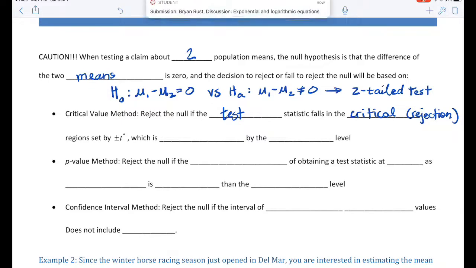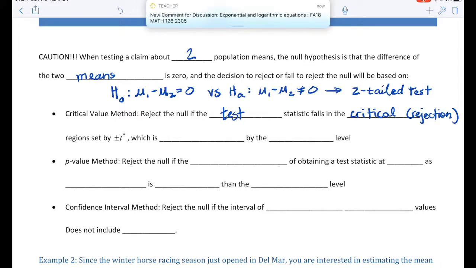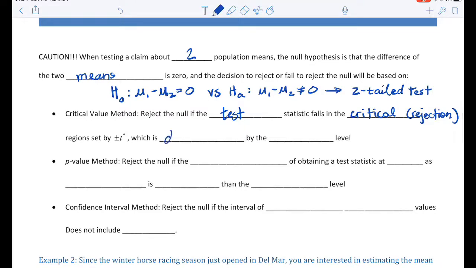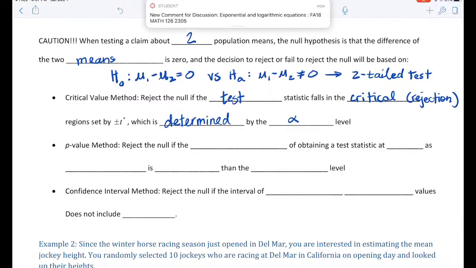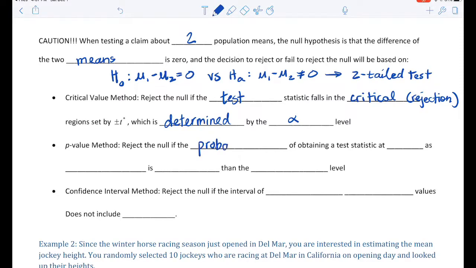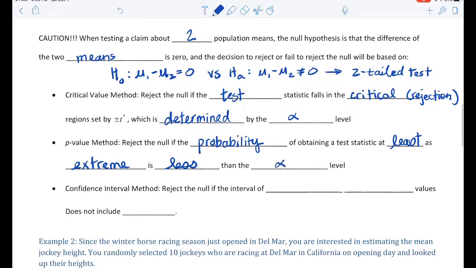Set by plus or minus t star, which is determined by the alpha level. P-value method: reject the null if the probability of obtaining a test statistic at least as extreme is less than the alpha level.